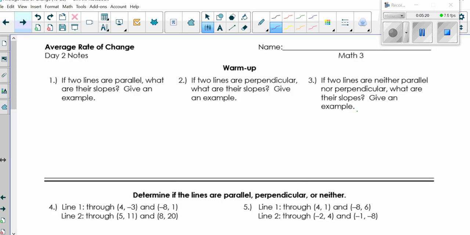If two lines are parallel, what are their slopes? Give an example. So if two lines are parallel, sometimes drawing the example helps to start. That means the lines would have to look something like this. Parallel means that they never intersect. So if this slope is 2, then this one would also have to be 2. So what are their slopes? Whatever they are, they have to be the same.